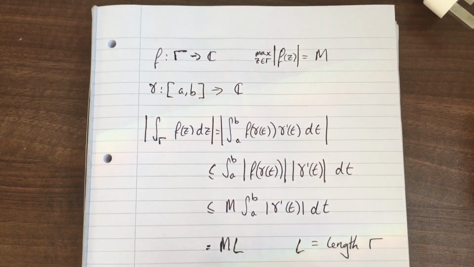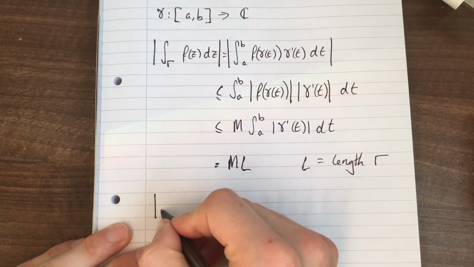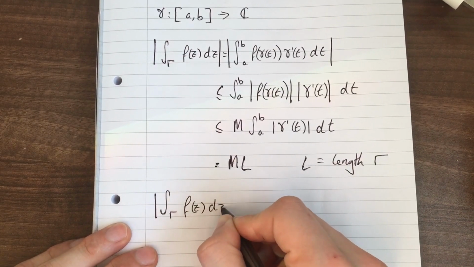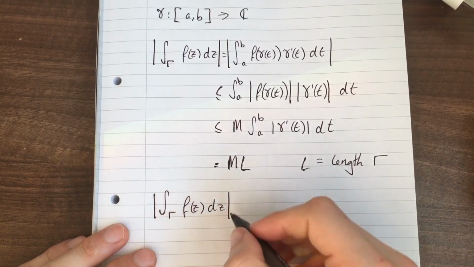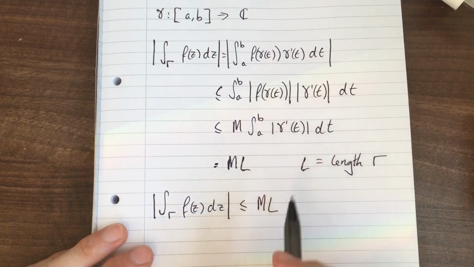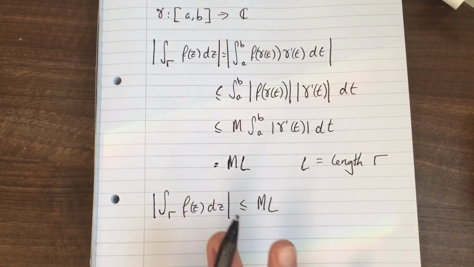So the ML inequality states that the absolute value of the integral over gamma of f of z dz is less than or equal to ML, where M is the maximum of the absolute value of your function, and L is the length of the contour you're integrating over. In the next episode, we will look at the fundamental theorem of complex integration, and that is going to be really important going forward.